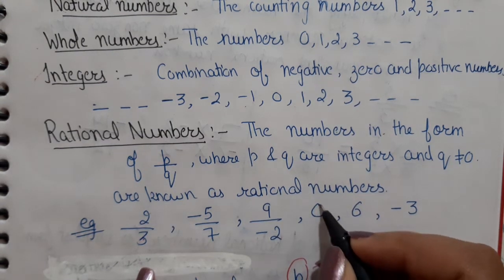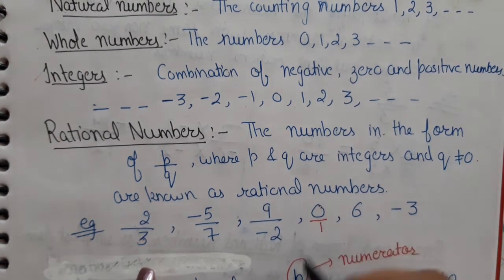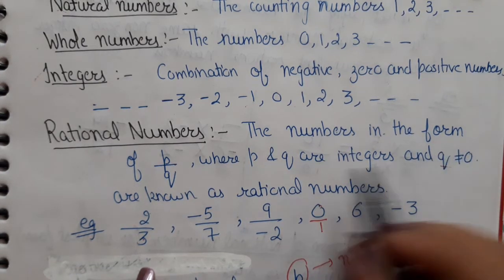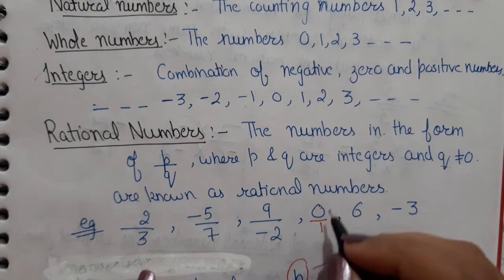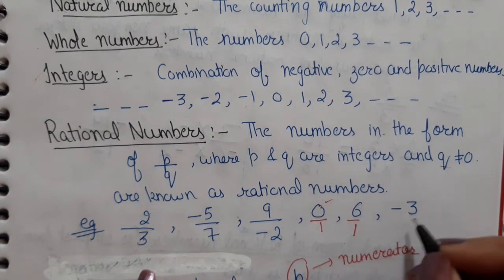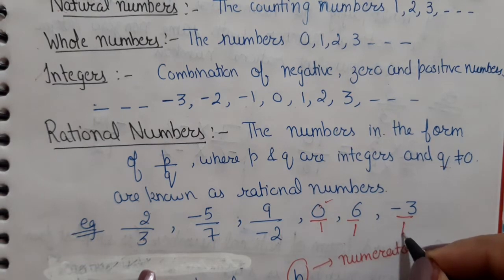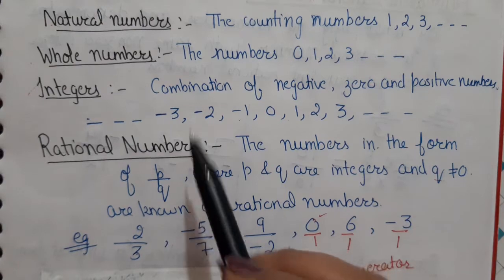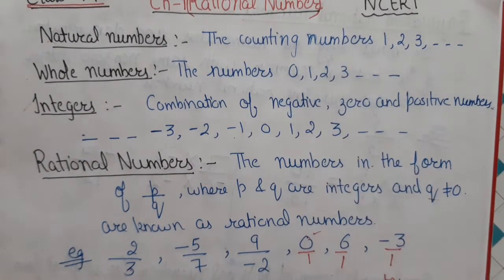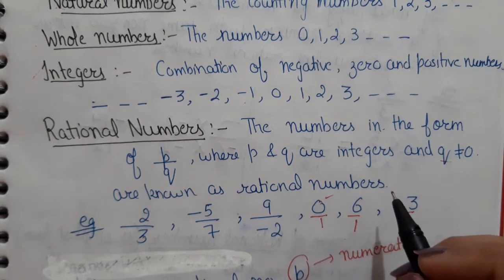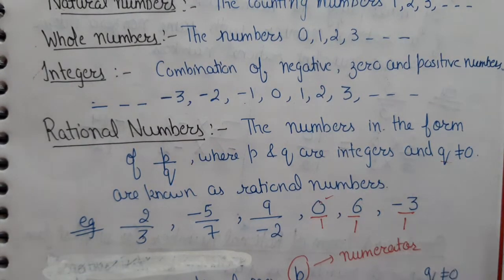How? Because we can write 0 as 0 upon 1. So in p upon q, it is given that q cannot be 0 but p can be 0. So this is also a rational number. 6 can be written as 6 upon 1, minus 3 can be written as minus 3 upon 1. So can we say that all the integers, all whole numbers and all the natural numbers are rational numbers? All the integers are rational numbers, but many more numbers are there in rational numbers.